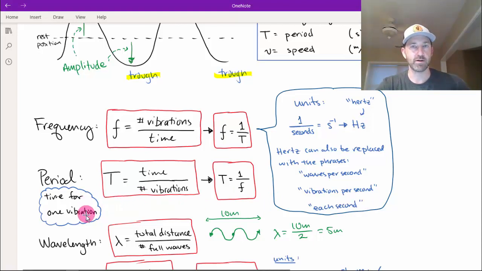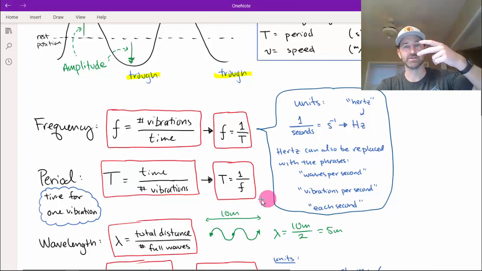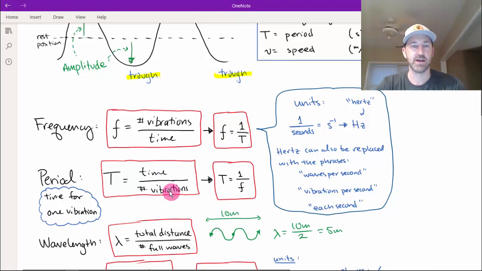Period is the time for one wave or vibration to be made. So it's total time divided by number of vibrations, which happens to be the inverse of frequency. But if the time that you record is for just one vibration, that's the definition of period. It's the time for one vibration. So these two are inverses of each other. Make sure you kind of get that idea down. Always reference back to this per second thing for frequency, but frequency is measured in hertz, period is measured in seconds.